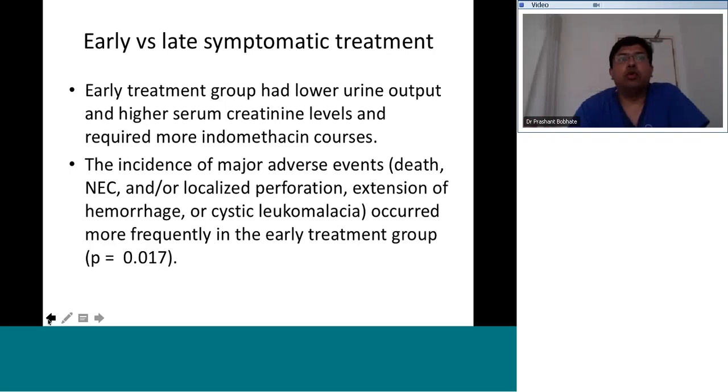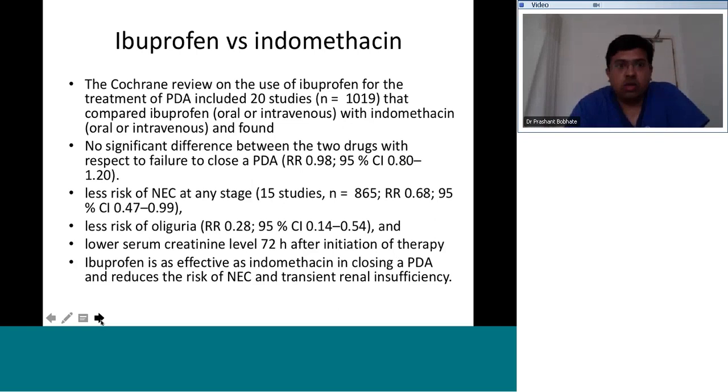And in medically, how do you close it? There are 3 basic drugs which are available. One is indomethacin, second is ibuprofen, and third is paracetamol. The first one was indomethacin, and it had shown a significant success rate in closure of the PDA. However, after some time, due to some reasons, indomethacin went out of the market, and that's when other drugs such as ibuprofen and paracetamol were tested.